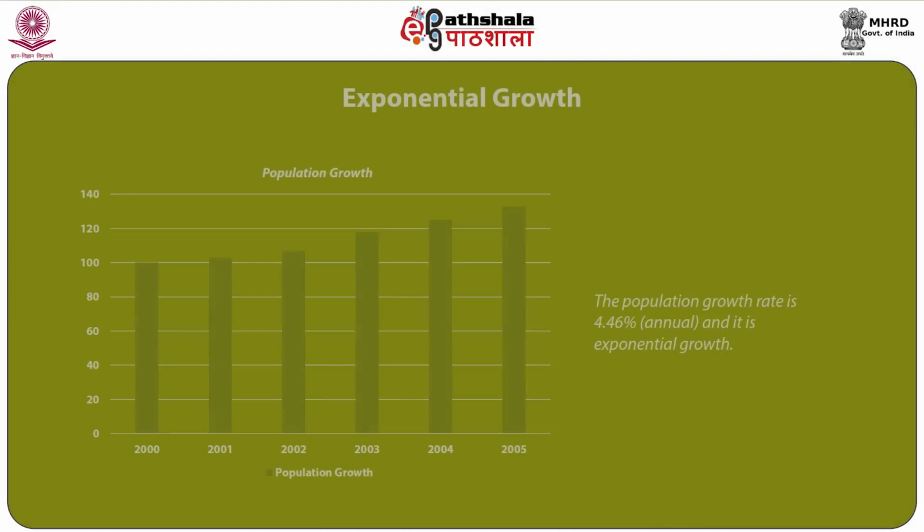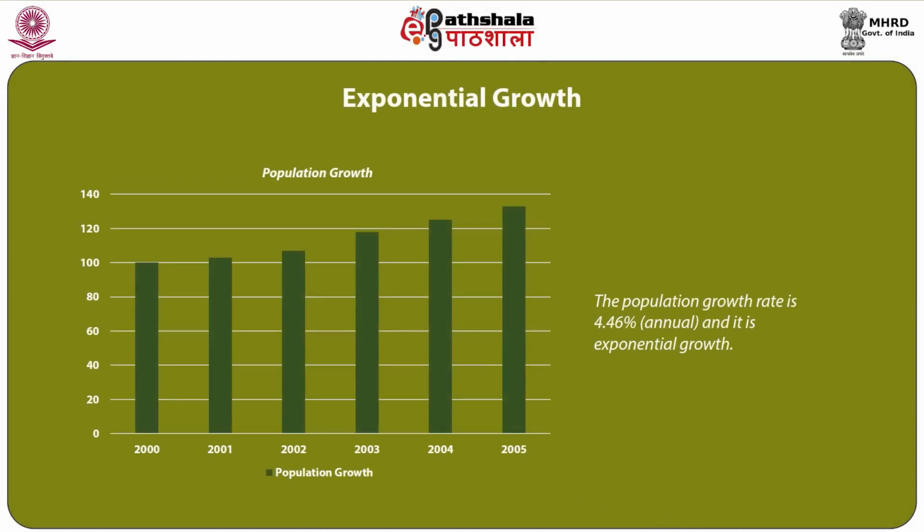In the case of exponential growth, starting population was 100 in the year 2000, population next year was 103, population in 2002 becomes 107, population in 2003 becomes 112, population in 2004 was 118, population in 2005 was as high as 125, and then it becomes further 133. The population growth is 4.46% annually, and that is called exponential growth.